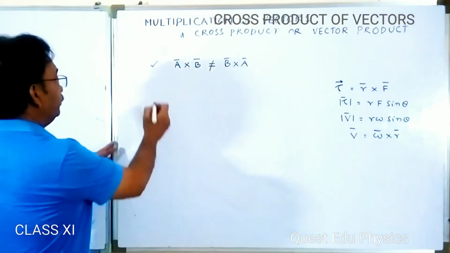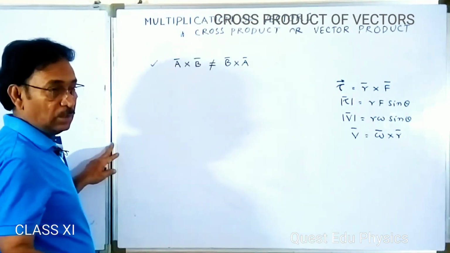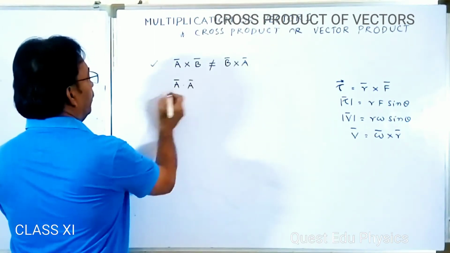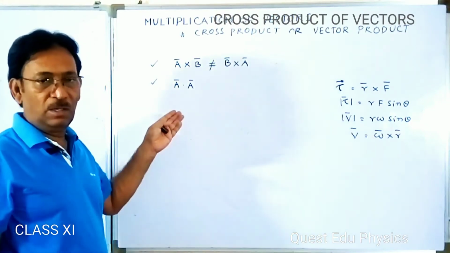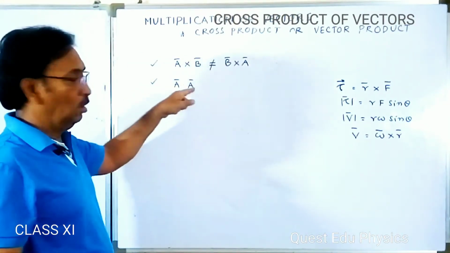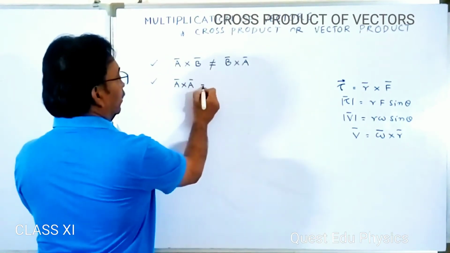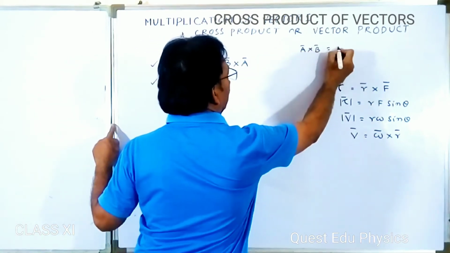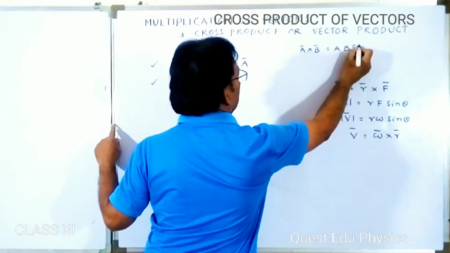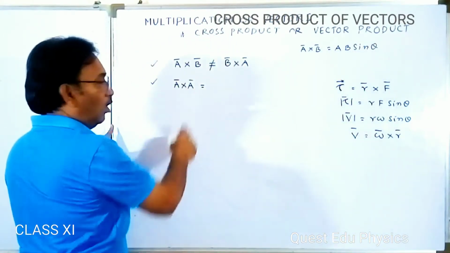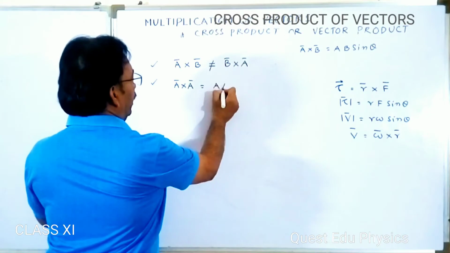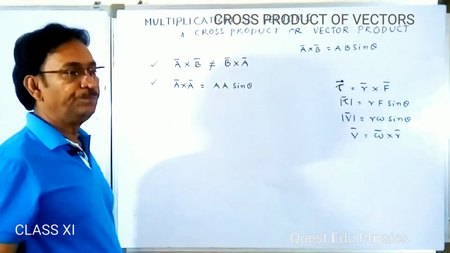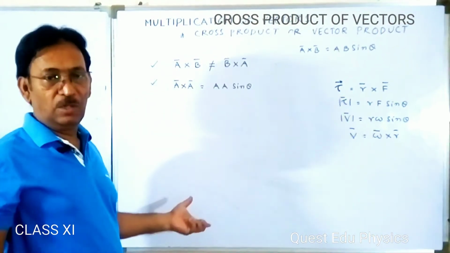Okay, and second one, here we are taking the two vectors, A bar and one more A. We are multiplying the vector by itself, A bar cross A bar. What do we yield? Here you know that A bar cross B bar is equal to AB sine theta. A bar cross A bar is equal to A into A sine theta. You watch it carefully. The angle between A and A is equal to 0.